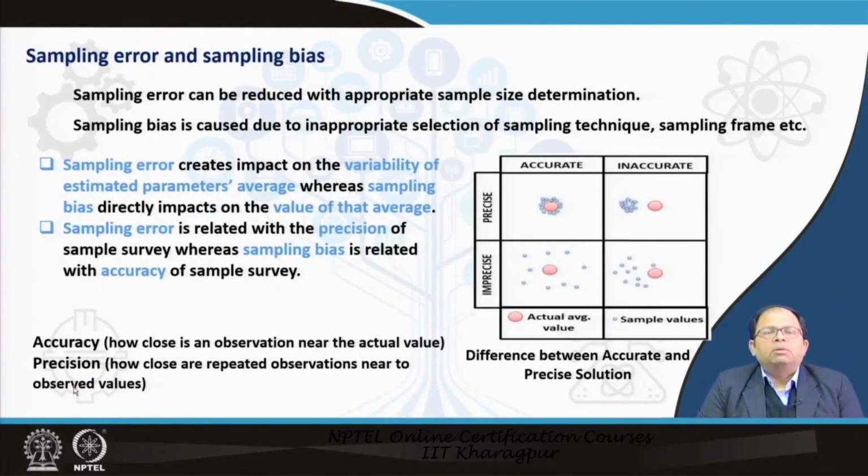So when we talk about sampling, we have to consider that the sample design is accurate as well as precise. That is where we need to talk about sampling error and sampling bias. Now, sampling error is an error associated because we are only studying a particular few individuals instead of the entire populations.